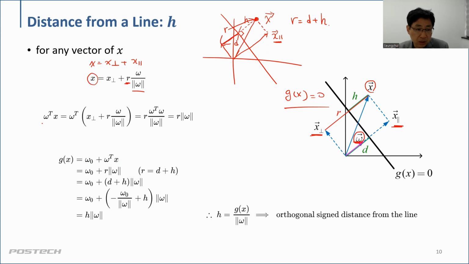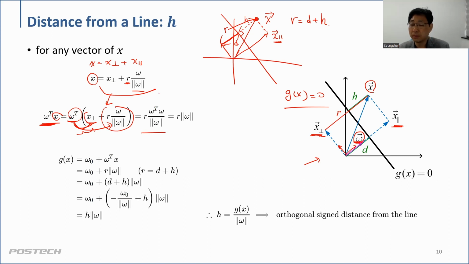And this one, let's compute omega transpose x. I mean, x is not on top of the line, so it doesn't have to be zero. We can plug in x like that. We do these computations with omega and x perpendicular. Omega is these directions, and x perpendicular is that one. So if we do the transpose or inner product, it's always going to be zero. So this term goes away, and only the rest of the terms remain.